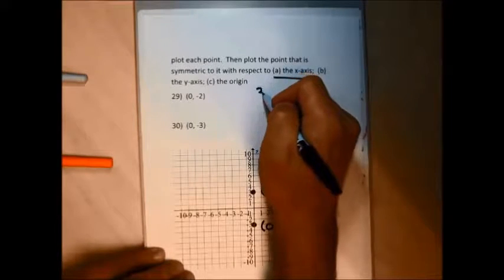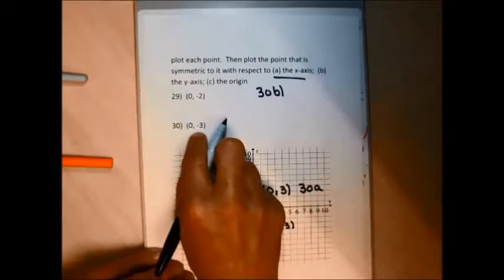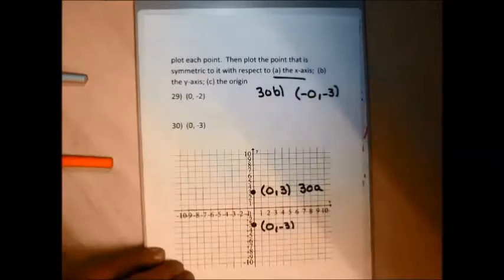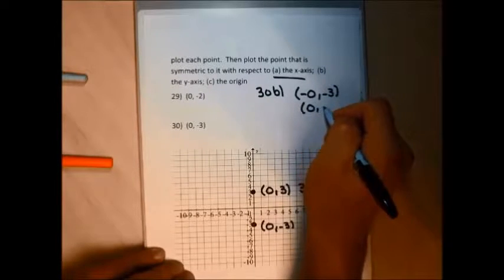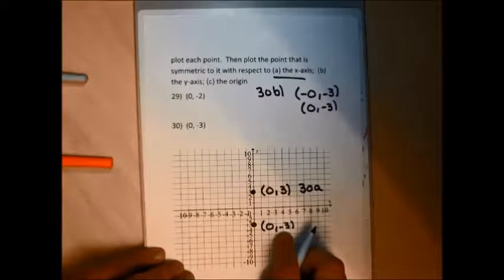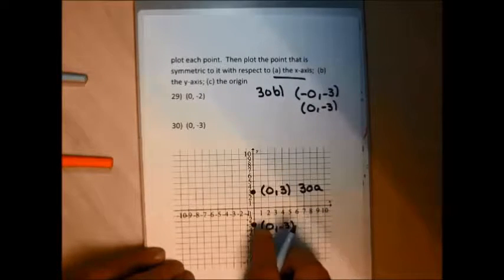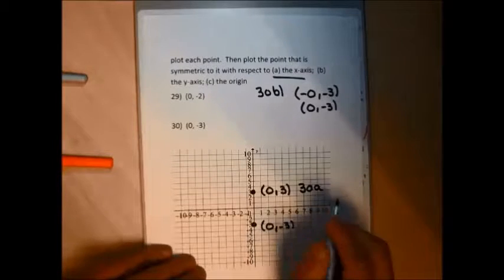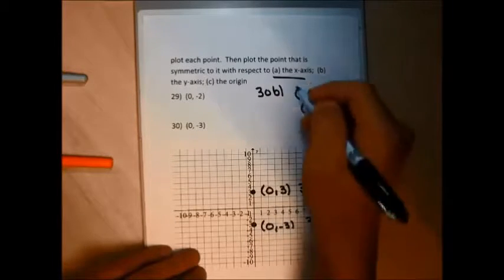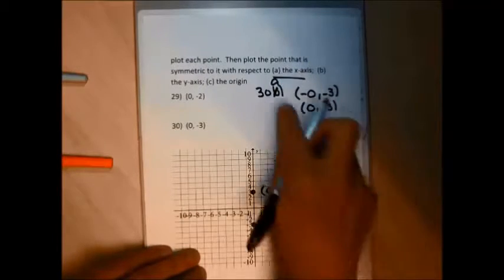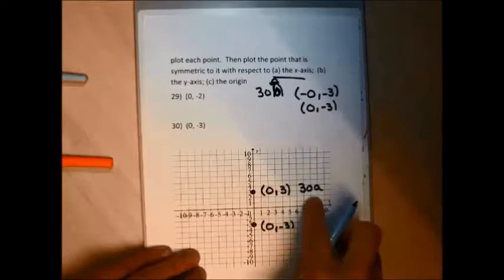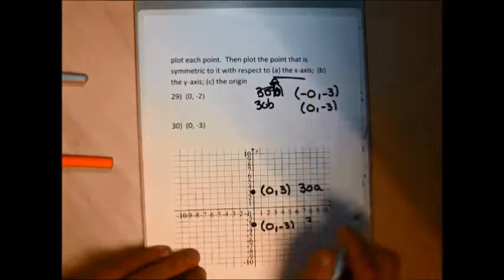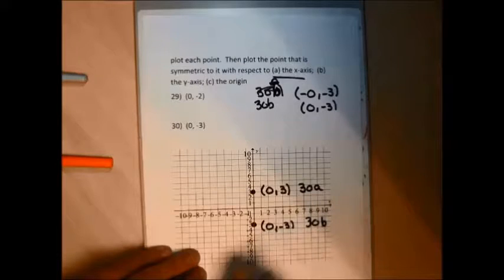That's the point of symmetry across the x-axis. For part B, the initial point is (0, -3). To find the point of symmetry across the y-axis, I'm supposed to change the sign of the x. I get (-0, -3). -0 is the same as 0, so I get (0, -3). So the initial point is its own point of symmetry with respect to the y-axis. If a point is on the y-axis, then there's no distinct point of symmetry. So my answer for 30B is going to be the initial starting point.